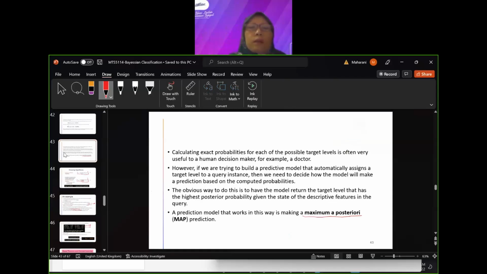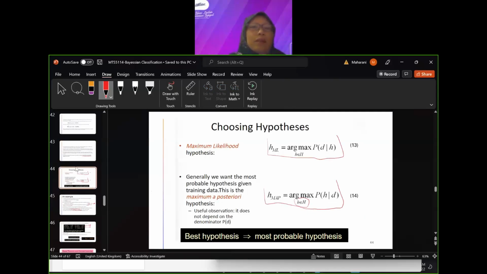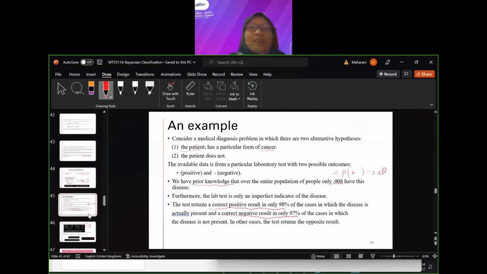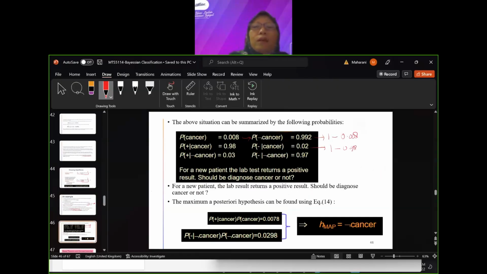According to this story, 0.97. So that's why we have this one: negative given non-cancer. And the same thing, if you want to find the probability of positive given non-cancer, it is 0.03. That's the same thing, one subtract 0.97.